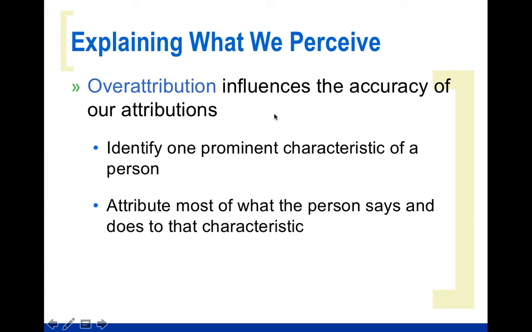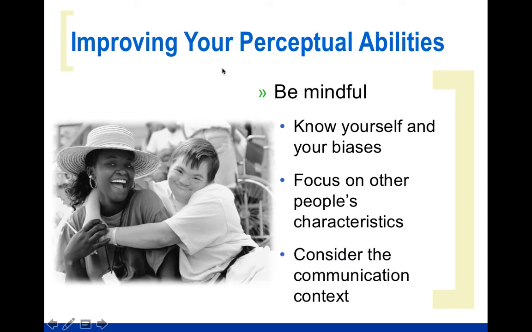There's over-attribution. This influences our accuracy as well. Sometimes with an individual, we'll identify one prominent characteristic, like that person's assertive, or really nice, or really generous, or really funny. And then we'll attribute most of what they say to that characteristic. So if somebody's funny, regardless of the context, the interaction, or the group, we'll typically just say, oh, they're a funny person, or they're acting funny, and that's why they're acting this way. Often that's damaging, because people have a lot of different characteristics, and we should pay attention to more than just one, and not let that one lead our perception of that individual and the interactions we're having with them.